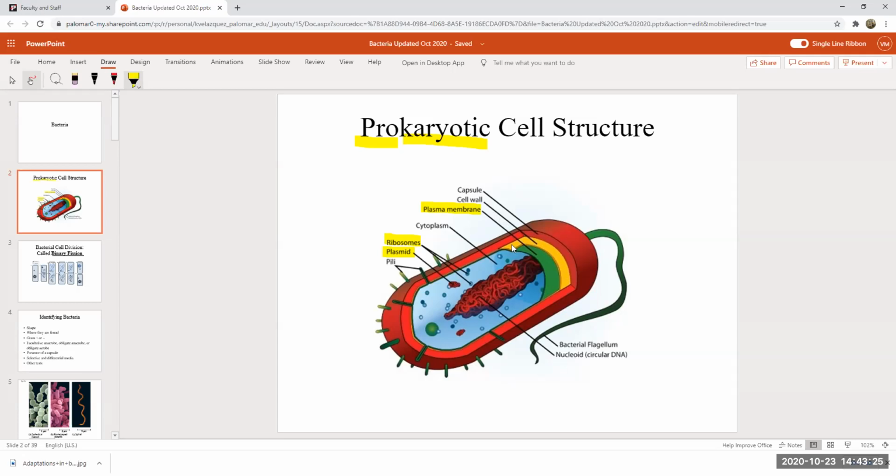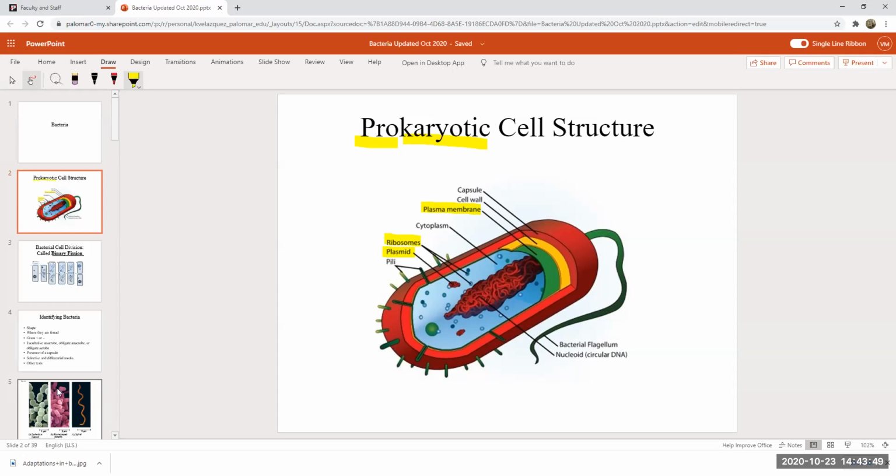Now this cell wall is shown in yellow here. It is different in structure from the cell walls we've seen in other organisms. We've seen a cell wall in plants that was made of cellulose, which is a chain of glucose. And there was a cell wall in fungi made of chitin. This is made of something called peptidoglycan.